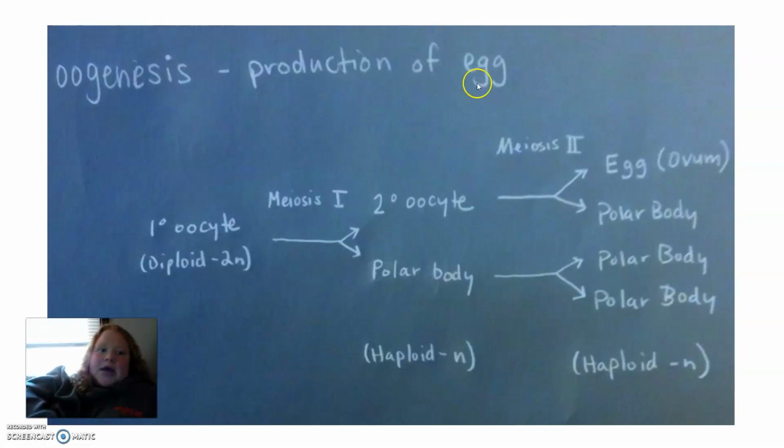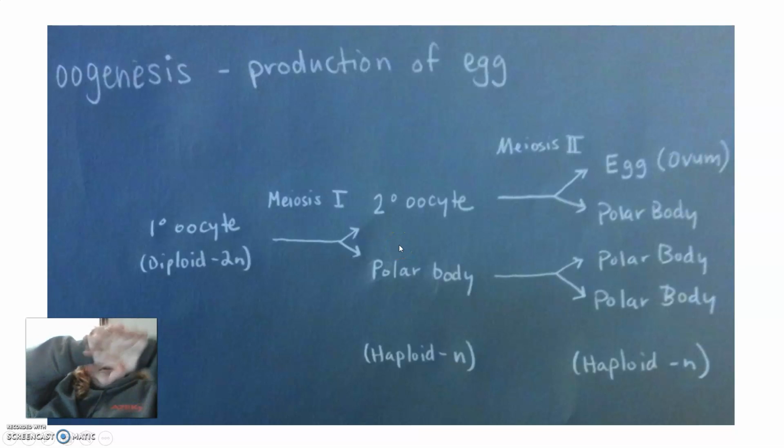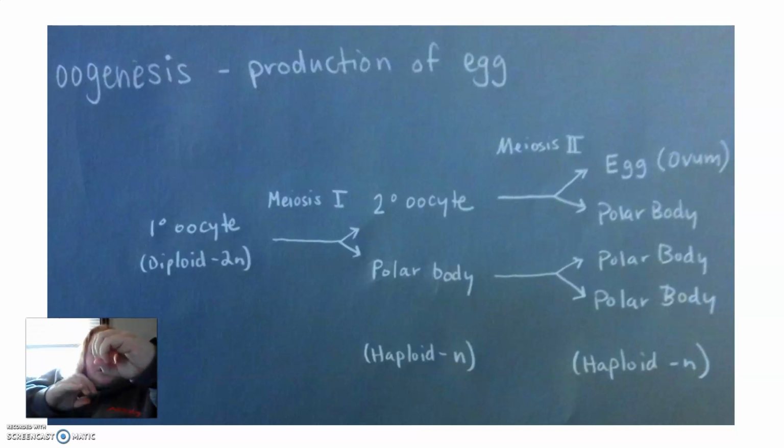Now, females. Oogenesis, you're starting with a primary oocyte. It's diploid, 2N. It undergoes meiosis 1, and you end up with one secondary oocyte, 1N, and then a polar body, which is just a haploid cell that does not become a mature egg. So most of the cell goes, and in cytokinesis, most of the cytoplasm goes to the secondary oocyte. A little bit will go to the polar body.